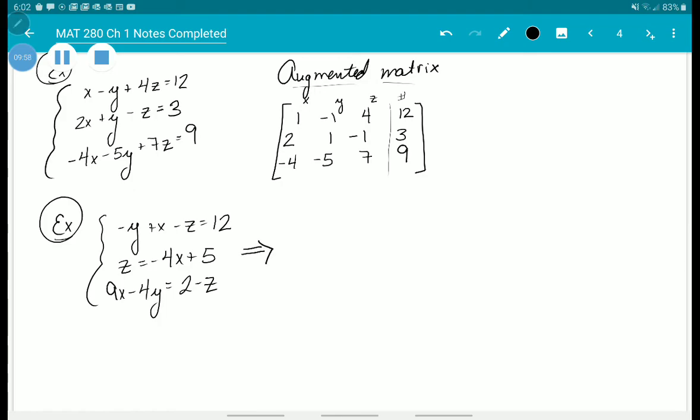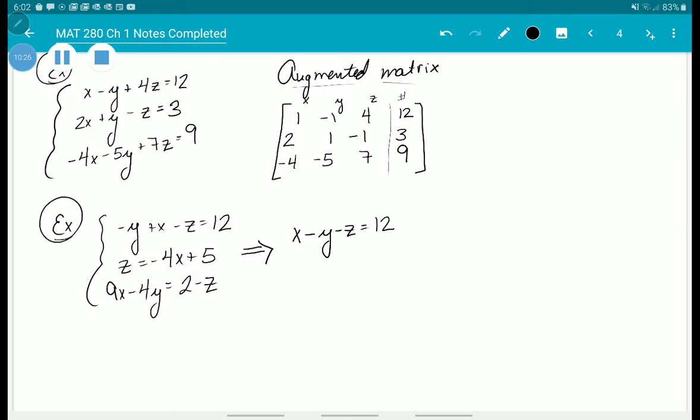So to be in proper form, we need all of the variables on the left and we need the plain old numbers on the right. So if I were to rewrite this, that first equation has that criteria. X's, Y's, Z's on the left, variables on the left, numbers on the right. But I'm going to reorder everything because I need to really line up those X's, Y's, and Z's. So I'm going to rewrite that as X minus Y minus Z is equal to 12.